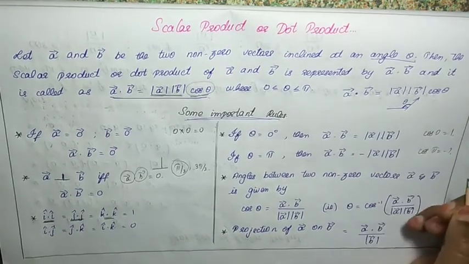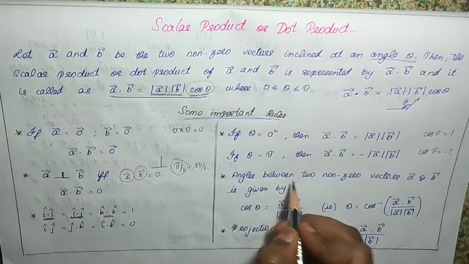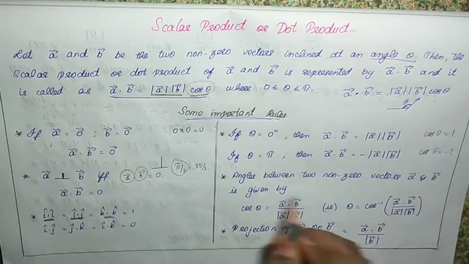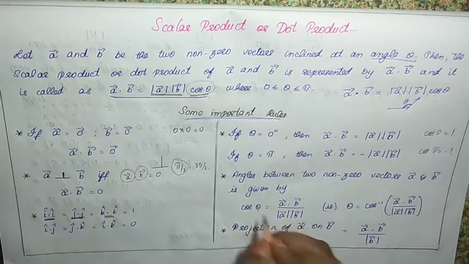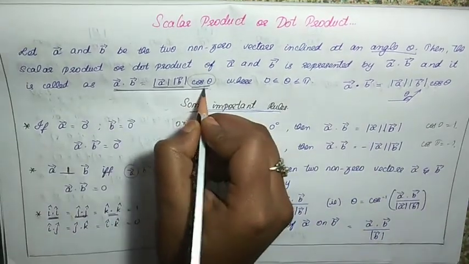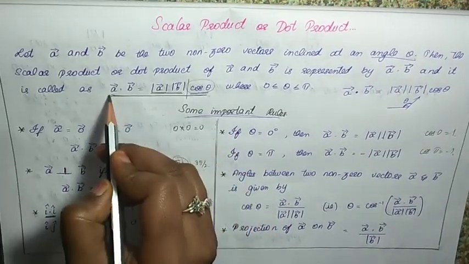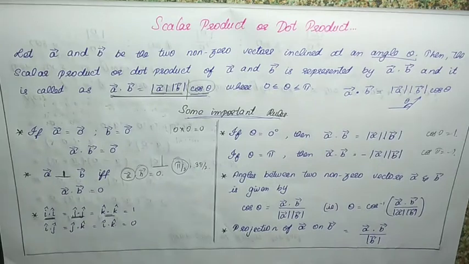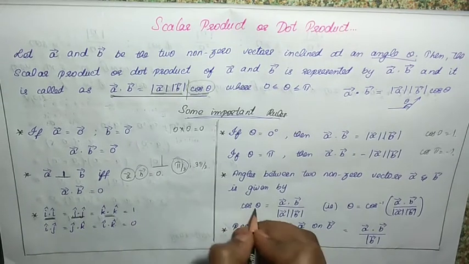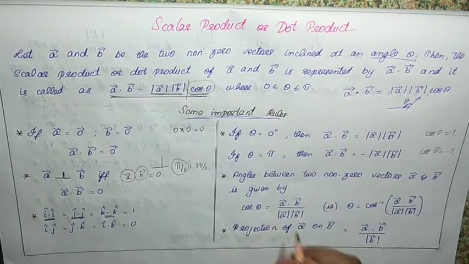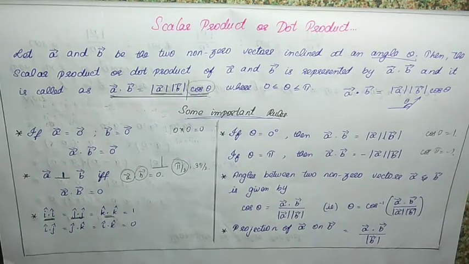Next, the angle between two non-zero vectors a vector and b vector is given by cos theta. The same definition is taken, but keeping this cos theta, they have taken the magnitude of a and b to the left hand side. So cos theta equals a vector dot b vector divided by mod of a vector into mod of b vector.